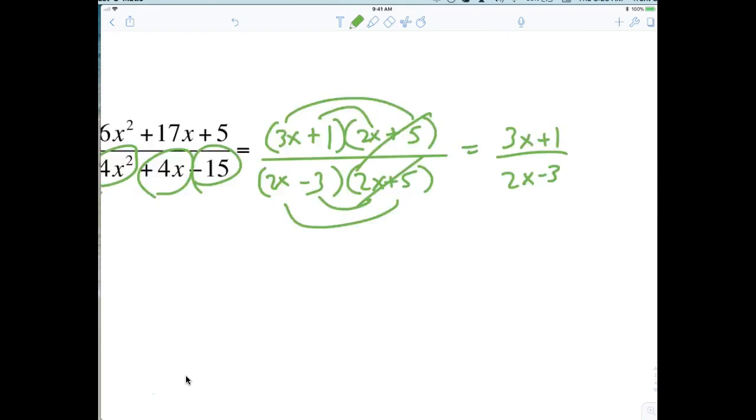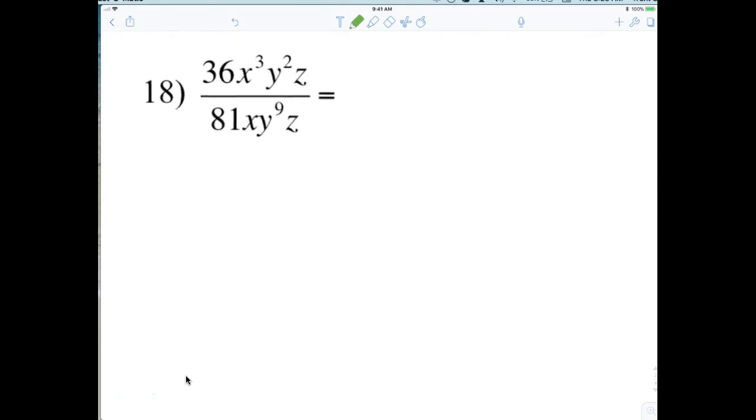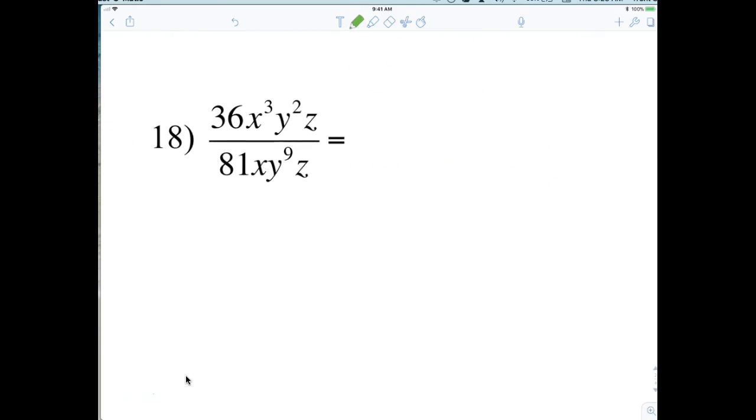Come on. Keep going. A little better every time. All right, so what goes into 36 and 81? 9. So we have 4 ninths. How many x's on top? 2. How many left on the bottom? 2. And then the z's? That's right. Wow. Now continue to do the work without looking at it. All right, I told you, easy.